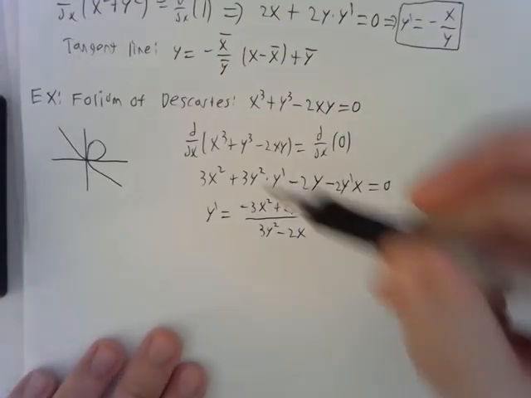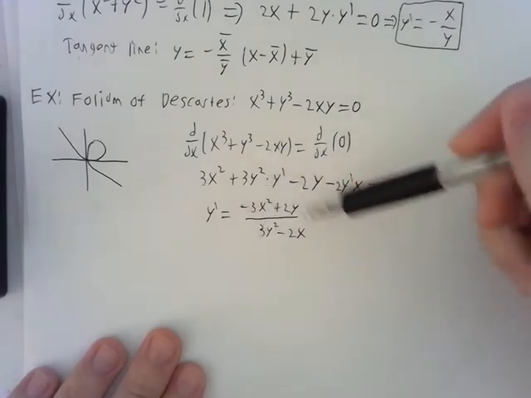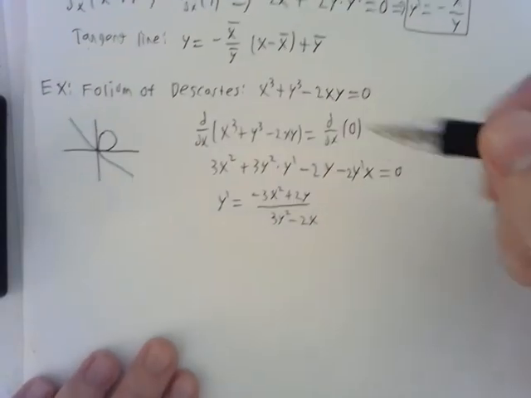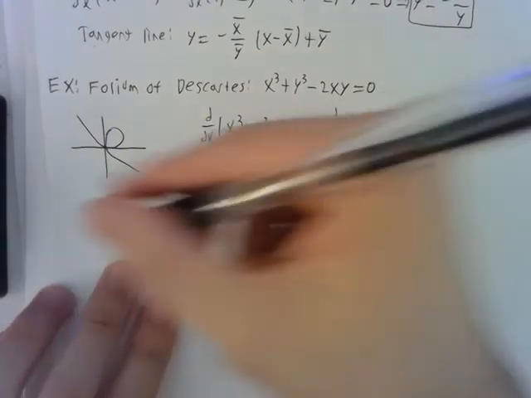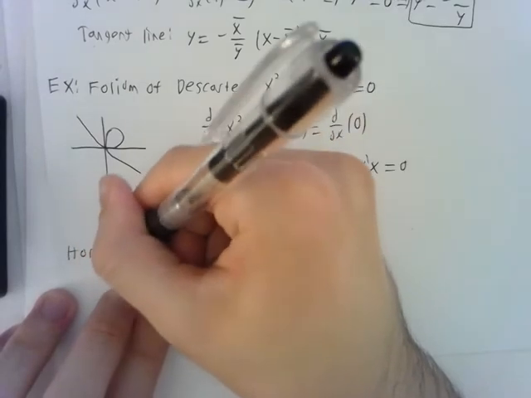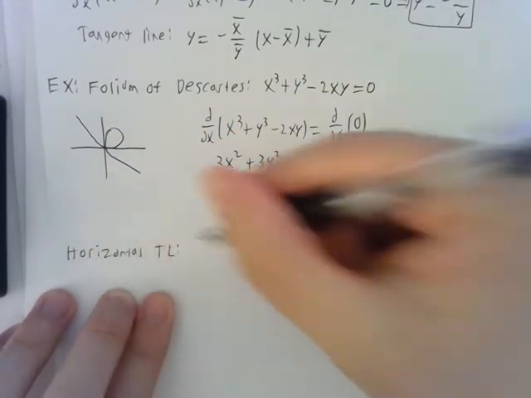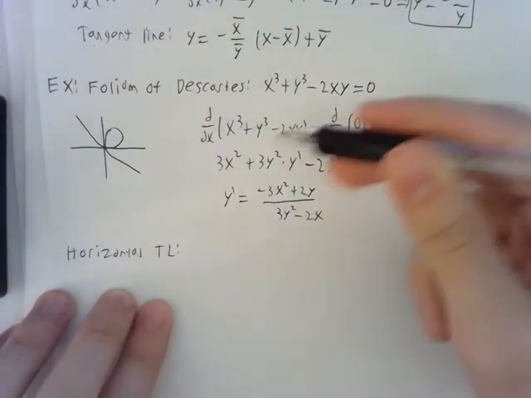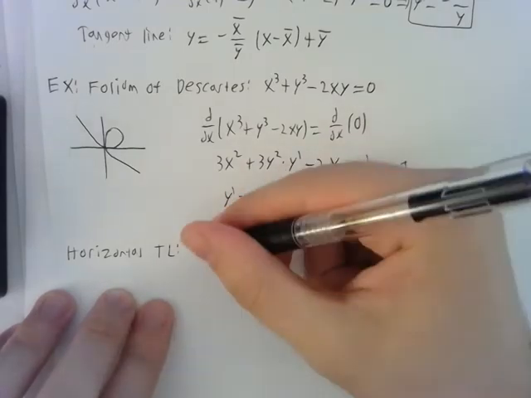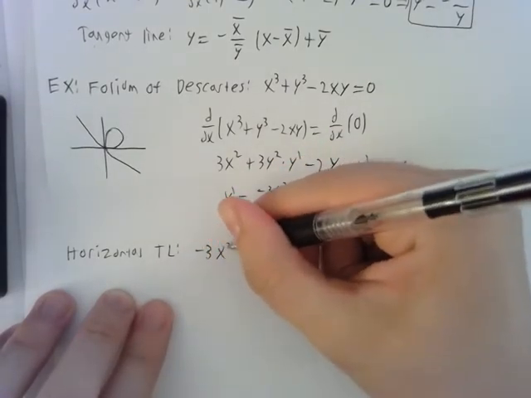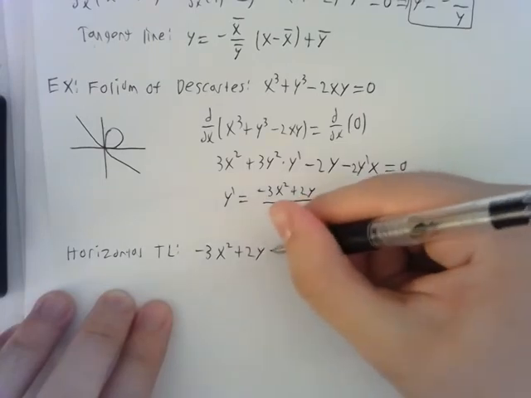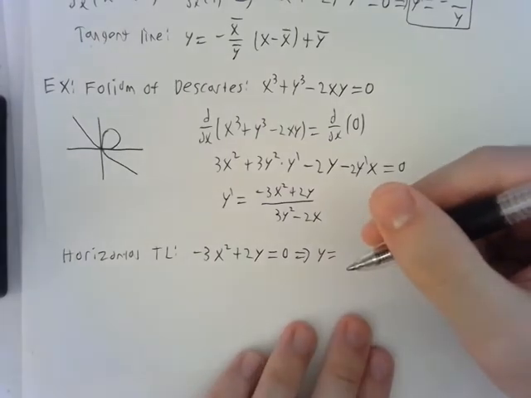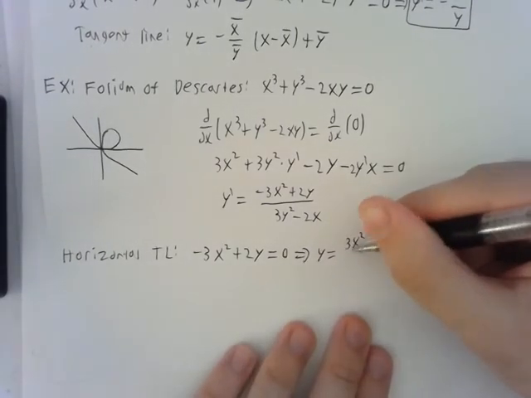So if we wanted to find the tangent line at some point, then we would use this formula for y prime to find the slope. Some particular interesting things we can look for is when is the slope equal to 0, or when is there a horizontal tangent line. In order for y prime to be equal to 0, if a fraction is equal to 0, it must be the case the numerator is equal to 0. So we'll have negative 3x squared plus 2y equals 0. We can solve for y and get that y is equal to 3x squared divided by 2.